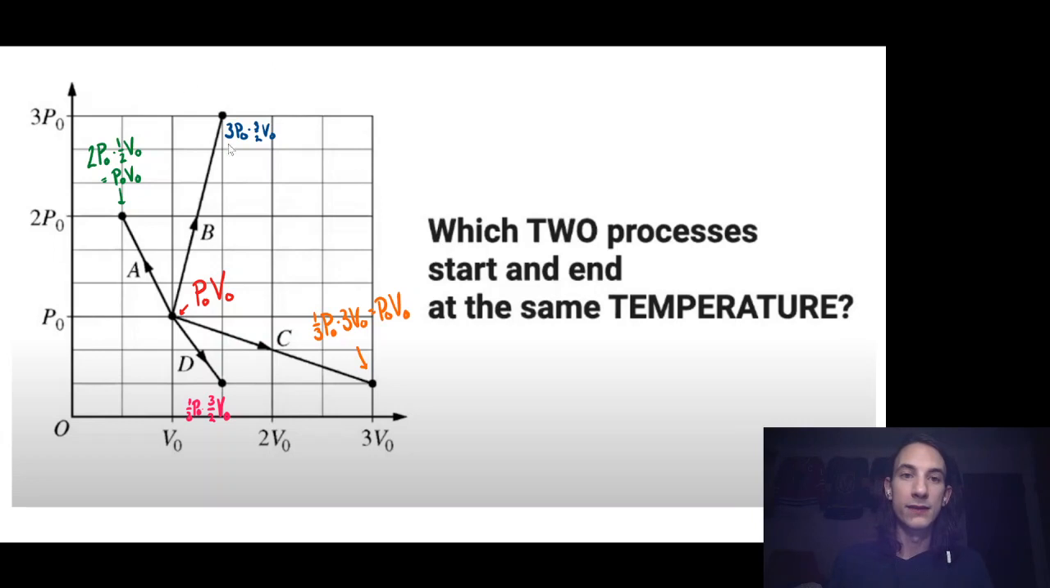And do the same thing. This gives us 6/2, so 3 P naught V naught. This one gives us 1/2 P naught V naught. And then this one gives us 1/3 times 3 P naught V naught is equal to just P naught V naught. So it looks like A and C are going to start and end at the same temperature based on that equation.